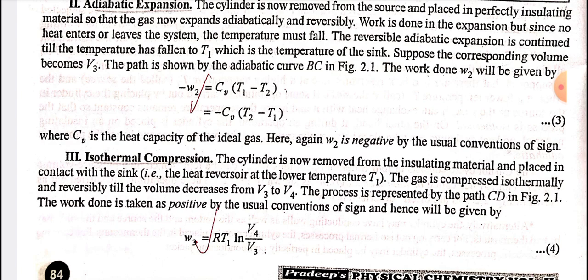Isothermal compression. Third, the cylinder is now removed from the insulating material and placed in contact with the sink, that is the heat reservoir at a lower temperature T1. Gas is compressed isothermally and reversibly till the volume decreases from V3 to V4. The process is represented by the path CD in figure 2.1. Work done is taken as positive by the usual conventions of sign and hence will be given by W3 is equal to RT1 ln V4 by V3.